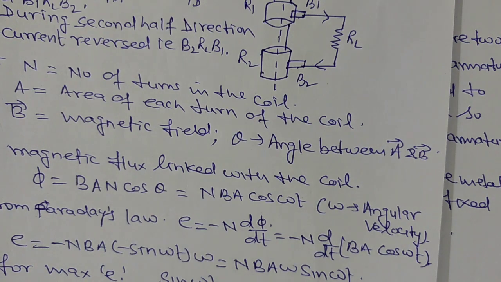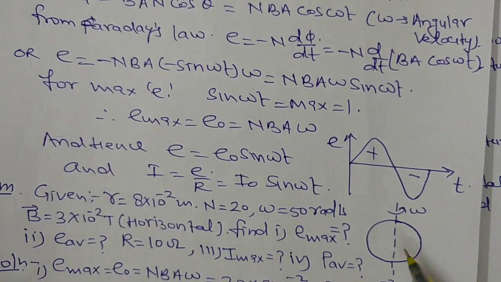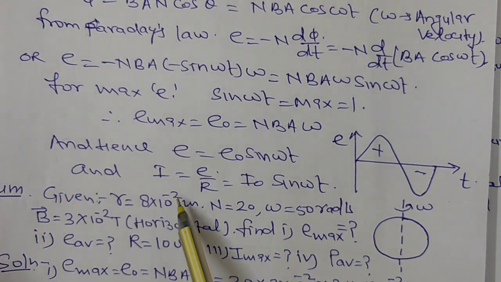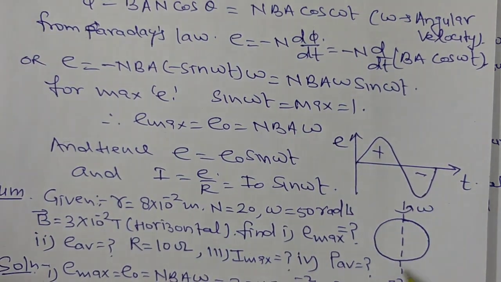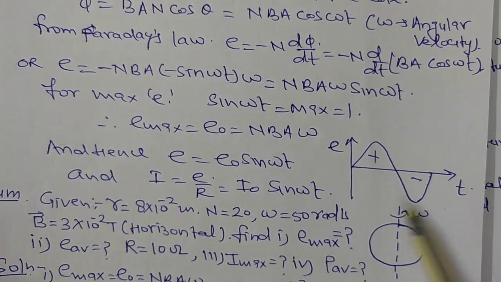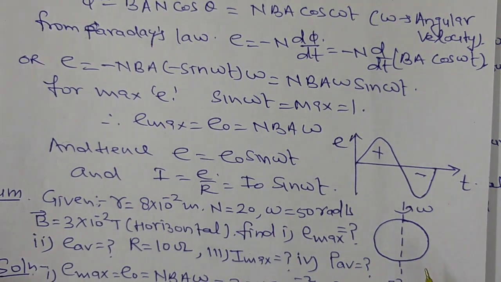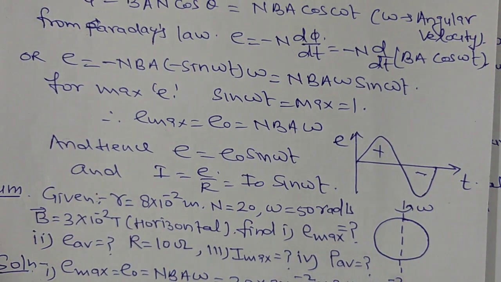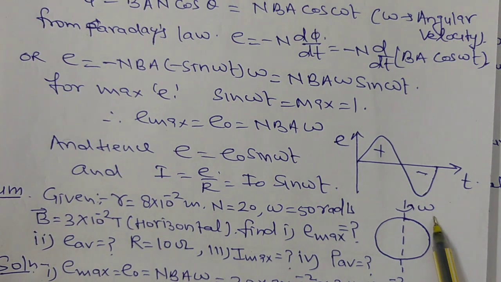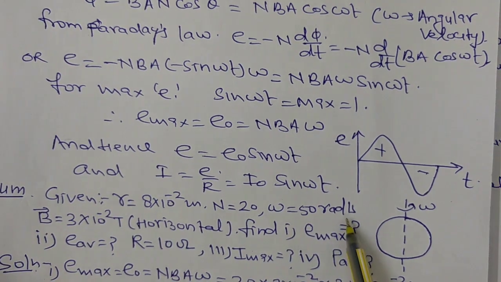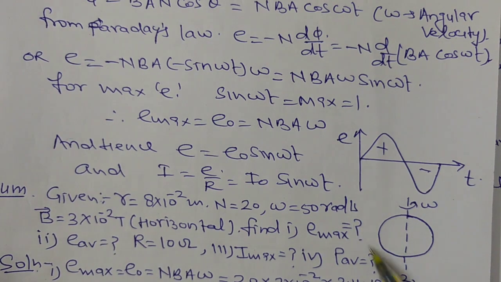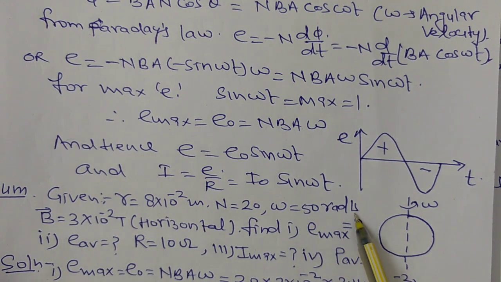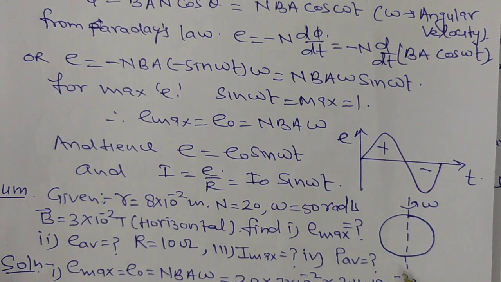Now, a numerical based on it. Suppose this circular coil of radius R is equal to 8 × 10^-2 meter, and the total number of turns in this circular coil N is equal to 20, and this circular coil rotates about this vertical diameter with angular velocity omega, and omega is equal to 50 radian per second. This circular coil rotates with omega equal to 50 radian per second about the vertical diameter, right?